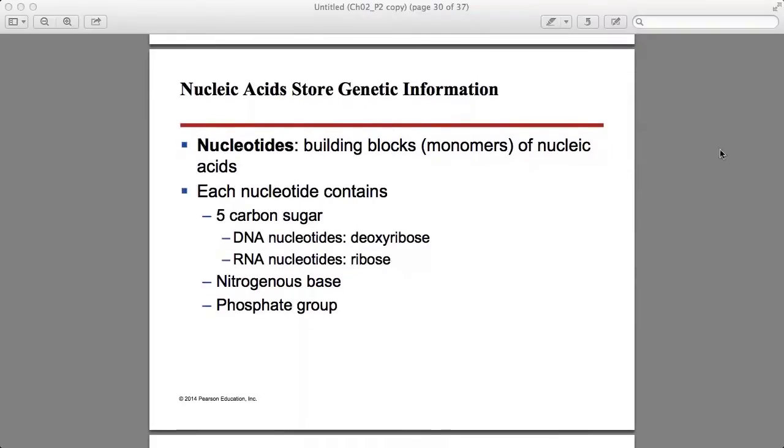The nucleotides that make up these nucleic acids contain a 5-carbon sugar. So they use sugars to make nucleotides. So it's a more complex biomolecule. In the case of the DNA, the name of the sugar is deoxyribose. And in the case of RNA, it's ribose. In addition, each nucleotide contains a nitrogenous base as well as a phosphate group. So they're more complicated molecules.